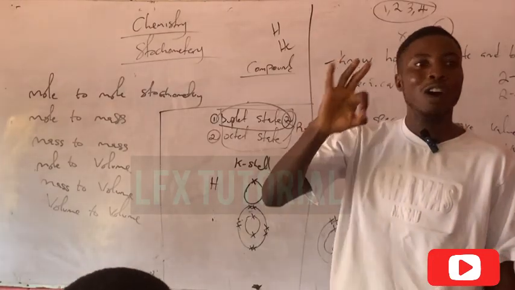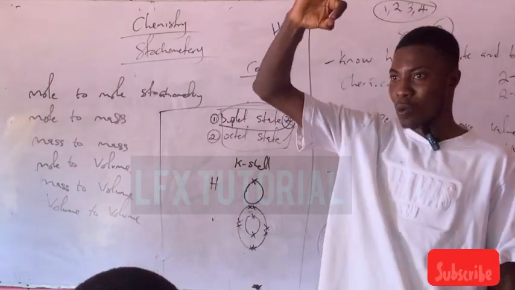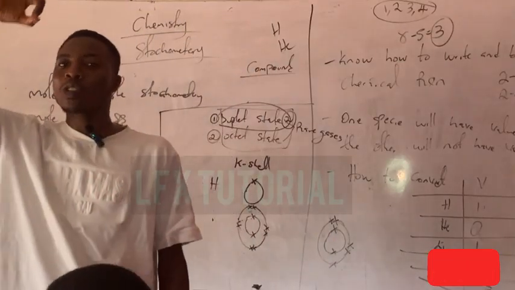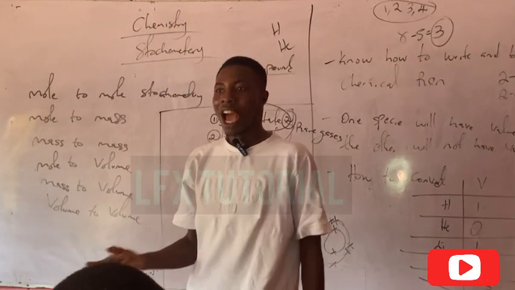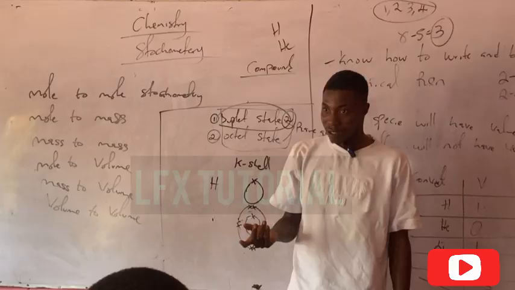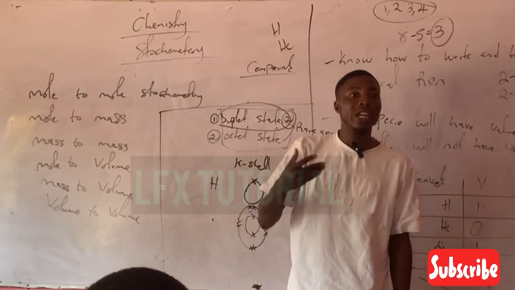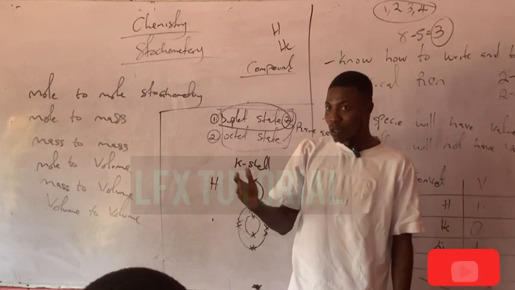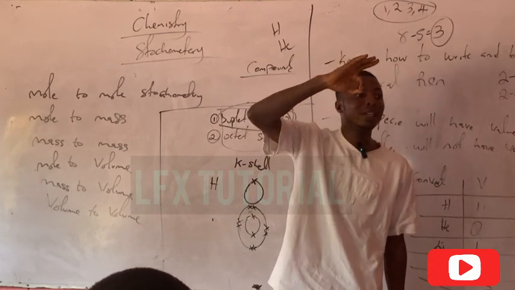Why? Because their power of combining is what? 0. Their power of combining is 0. So that is why you are not seeing them combining. How many times have you seen neon reacting? How many times have you seen helium reacting? How many times have you seen argon reacting? Because they have a 0 combining power.